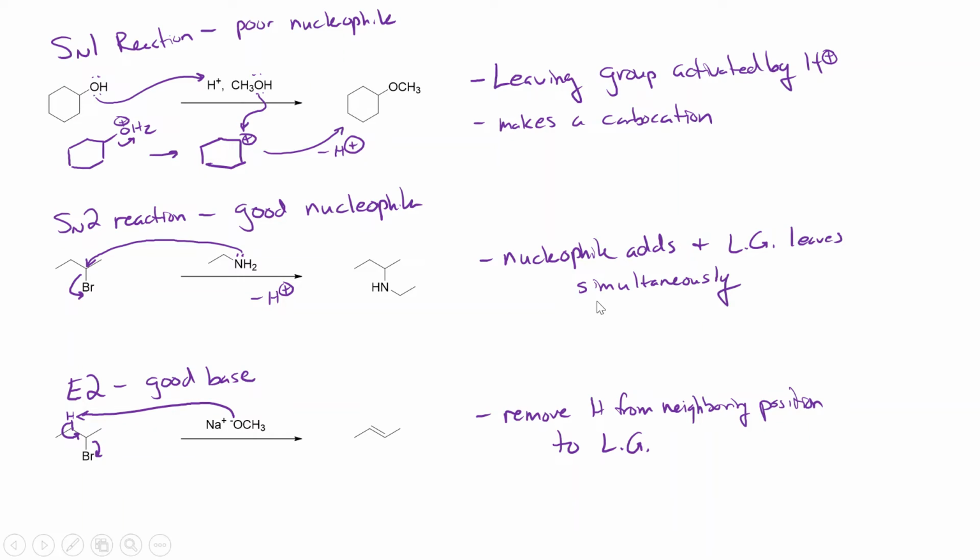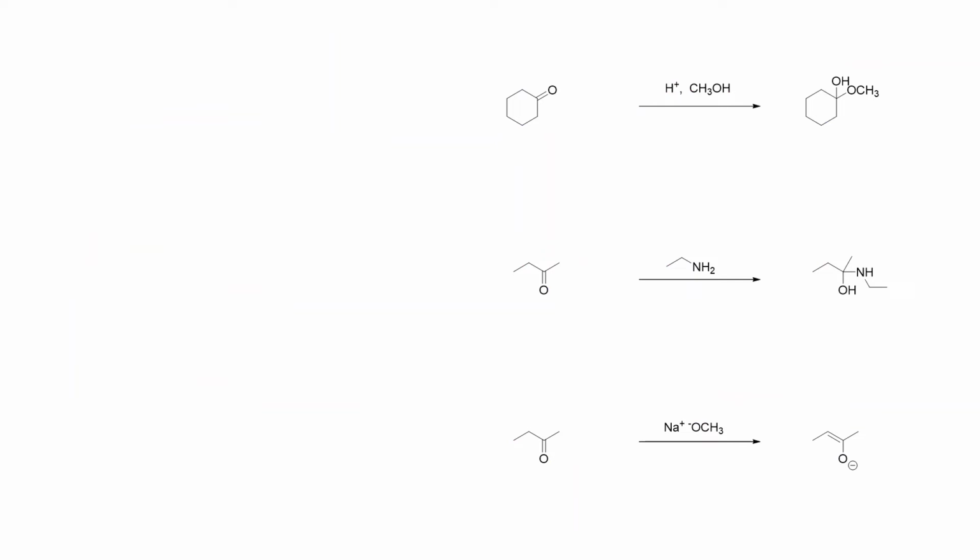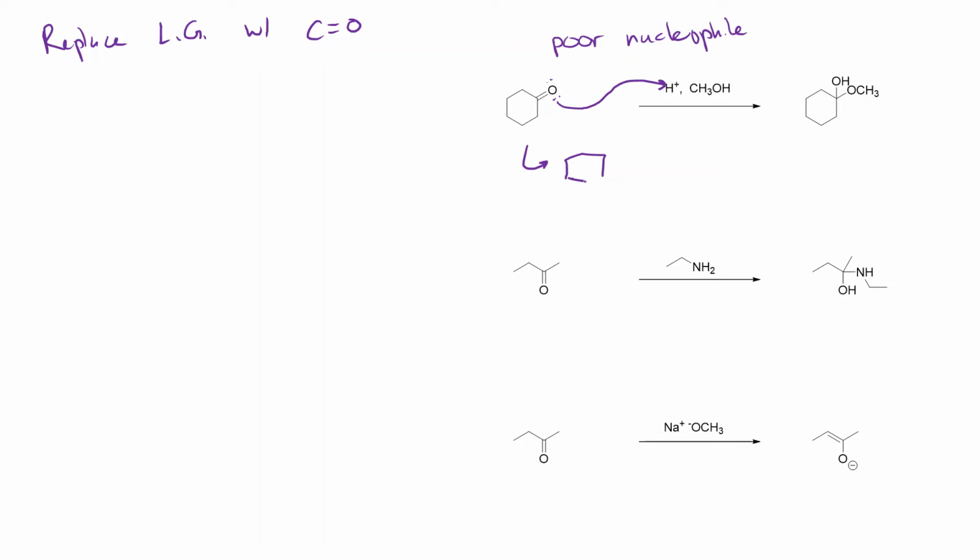That concept is carbonyls. These are basically the same substrates, but we've replaced the leaving group in each case with a carbon-oxygen double bond. If we do that, we get a very similar type of reaction. In this case, we have H plus and methanol, so we have a poor nucleophile, just like we did in the SN1 reaction on the previous slide. The first thing we're going to do is this oxygen is going to get that H plus, and that's going to give us this thing.